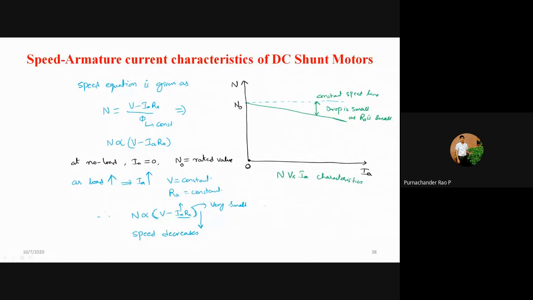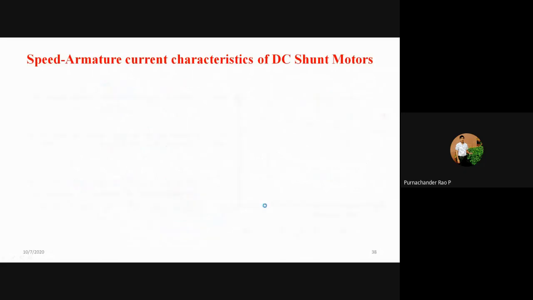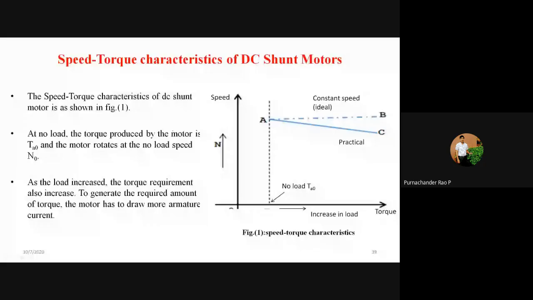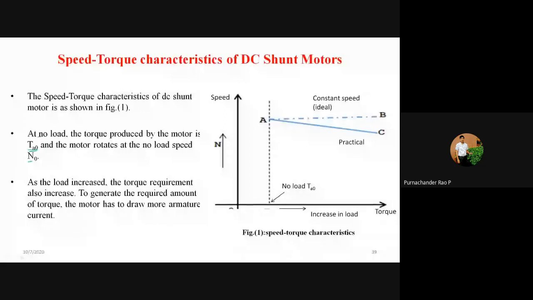Next, the last one, the torque versus speed characteristics. As the torque on the machine increases. At no load condition, the torque produced by the motor is TA naught, and the motor rotates at a no load speed of N naught. This one is the speed N naught.